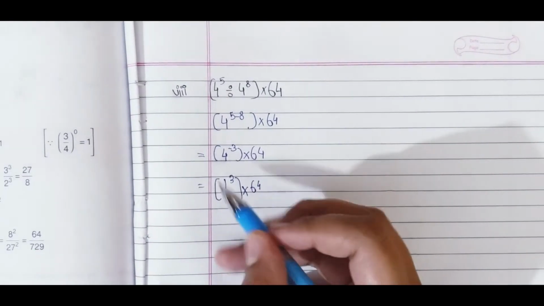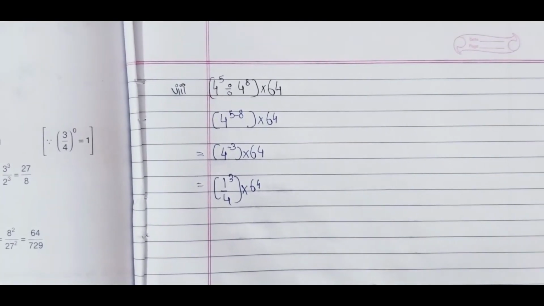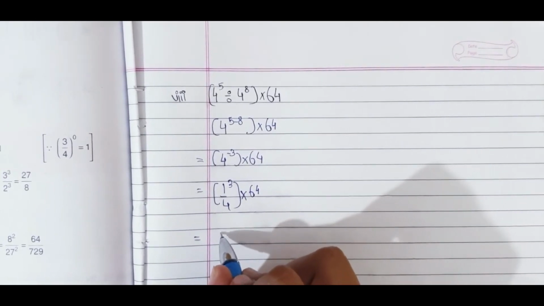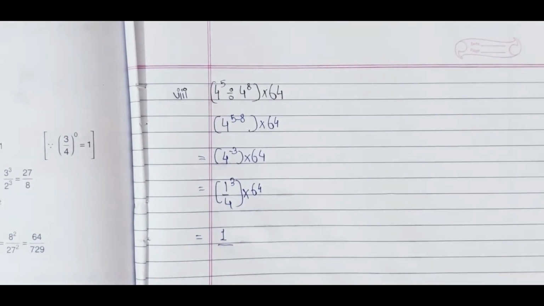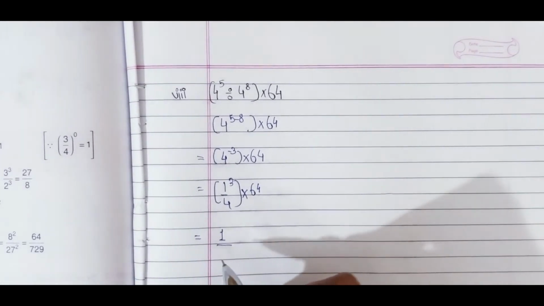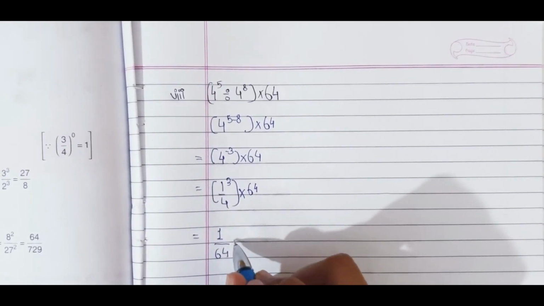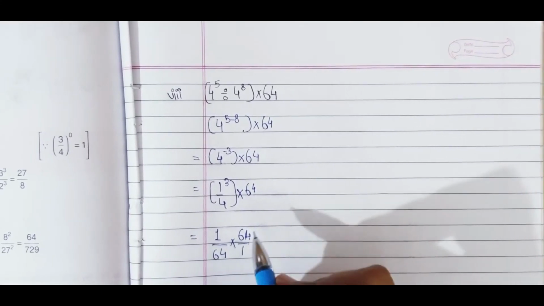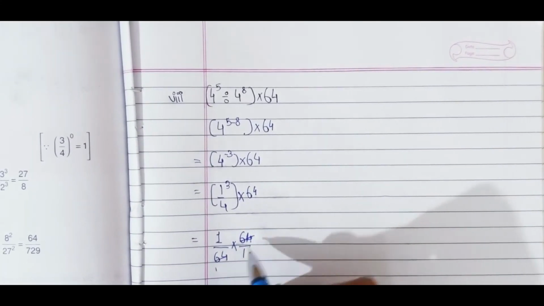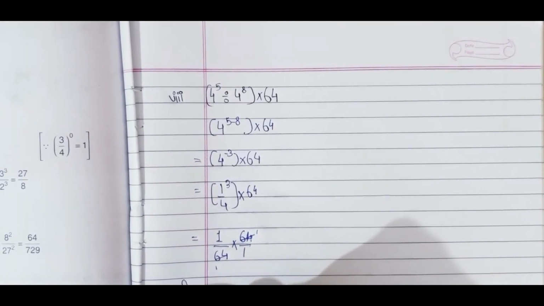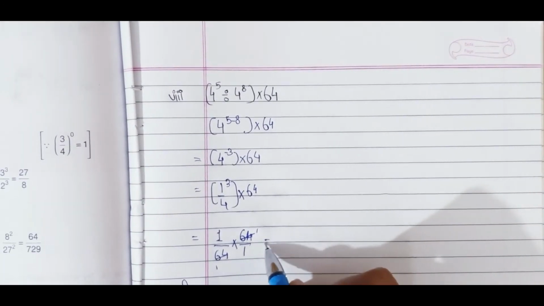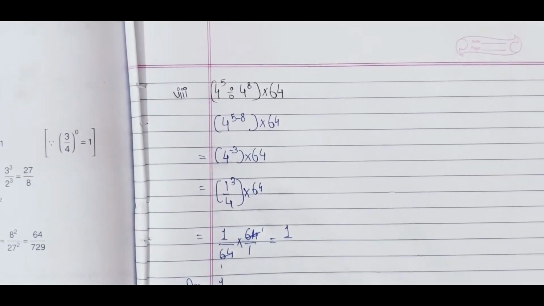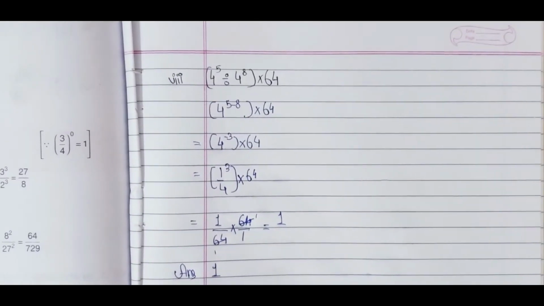Now guys, here this number will be changed into a rational number. 1 into 1 into 1 is only 1. 4 into 4 is 16, and 16 into 4 is 64. So 64 into 64 by 1. Now 64 and 64 will be cancelled, leaving 1 by 1. So our answer will be 1. This was our 8th question.